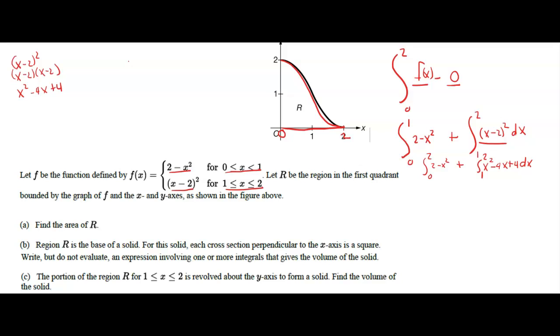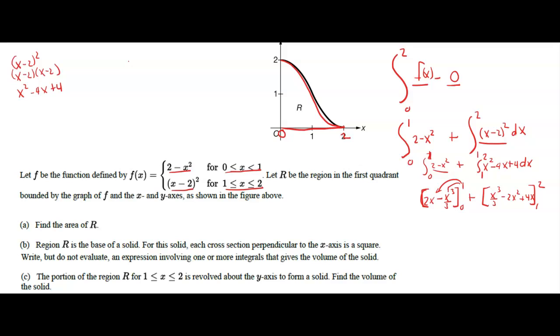All right, next we're going to integrate. So if I integrate this first one here, I'm going to get 2x plus x cubed over 3. Actually, it's minus x cubed over 3. The next one, we integrate that. That's going to be x cubed over 3 minus 2x squared plus 4x. And that's from 1 to 2. And then we're just going to apply the fundamental theorem of calculus to both of these.